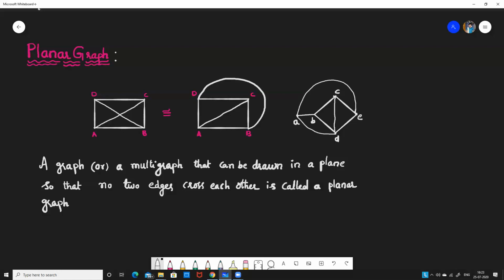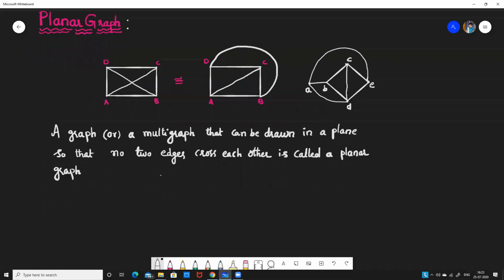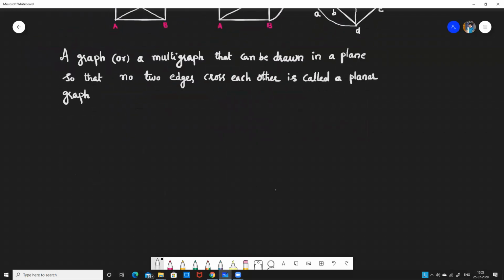Let me give some examples which are non-planar. Suppose I take the graph which is K5 graph. K5 is nothing but complete graph with 5 vertices. So the K5 graph structure is looking like this. We have 5 vertices. How many edges do we have in K5? Number of edges in K5, 10 edges. Because number of edges in Kn is equal to n(n-1)/2. Therefore, number of edges in K5 equals 10 edges.